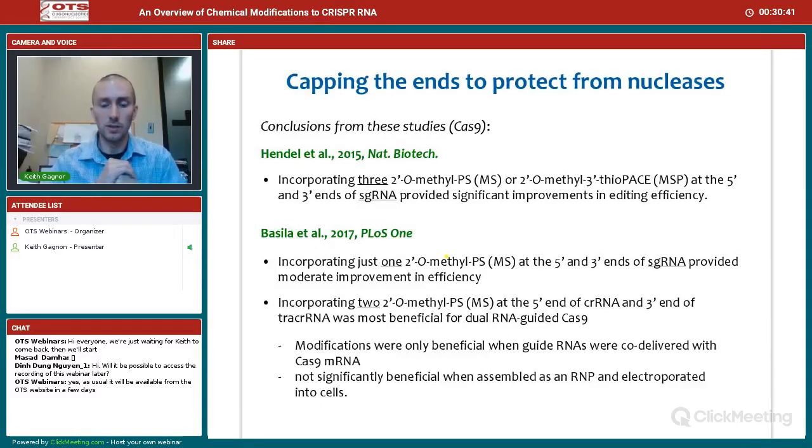Now, they spent a lot of time in this manuscript pointing out that there was really no significant benefit if you were assembling the RNP first and then electroporating it. And that makes sense because the Cas9 does a really good job of protecting the RNA so it doesn't get degraded.